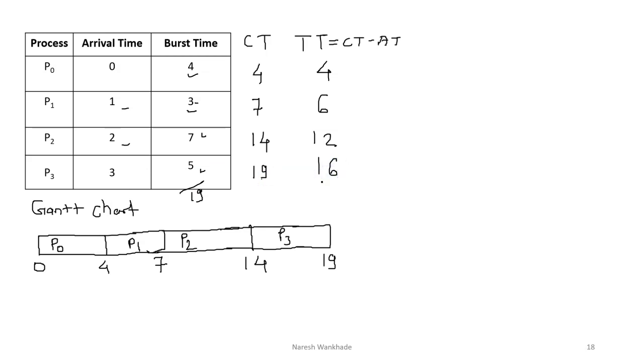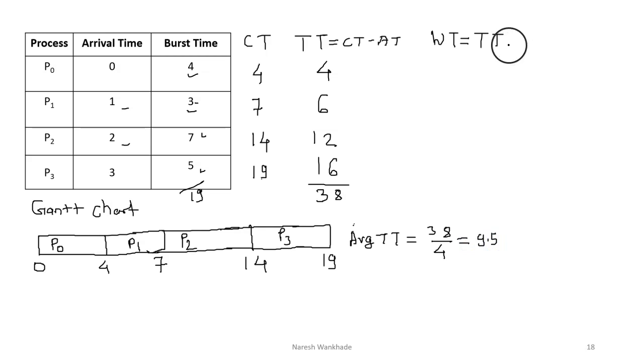What is total here? Total turnaround time is 4 plus 6 plus 12 plus 16, that is 38. So average turnaround time is 38 divided by number of processes, that is 4, is 9.5. Now compute waiting time, which equals turnaround time minus burst time.